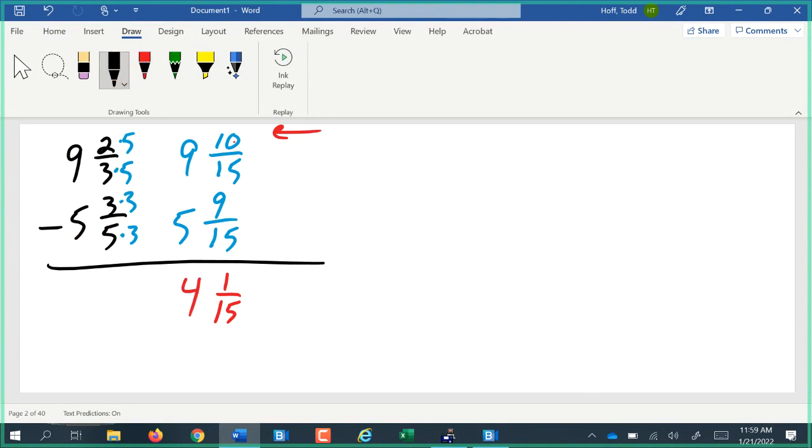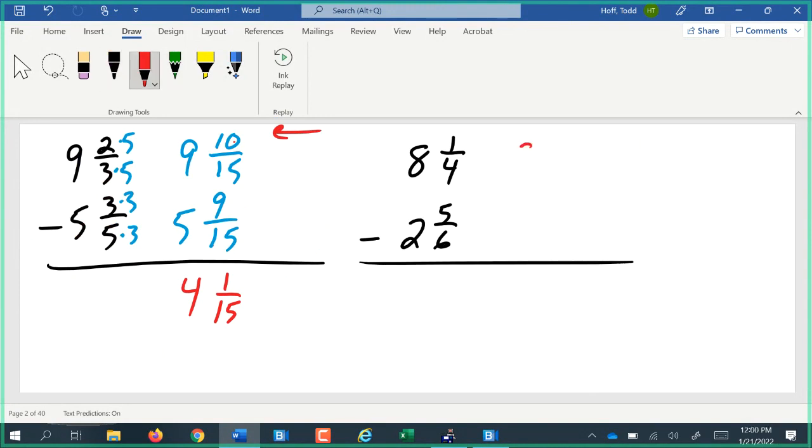Again, it doesn't stay that simple. We can run into things like 8 and 1/4 minus 2 and 5/6. So again, we need a common denominator for 4 and 6. We could multiply them and use 24, but there's a smaller one, which is the 12. 4 times 3 was 12, so 1 times 3 is 3. So 1/4 is equivalent to 3/12. 6 times 2 is 12, 5 times 2 is 10.